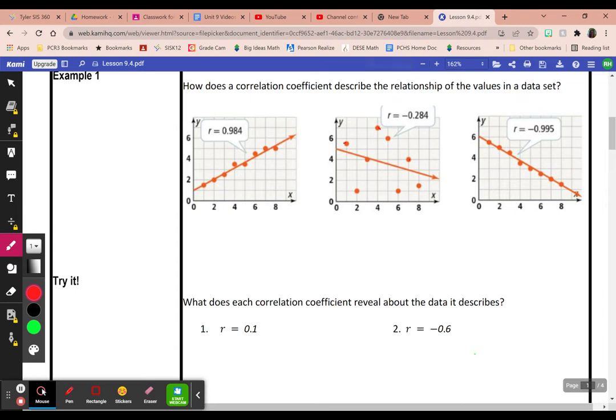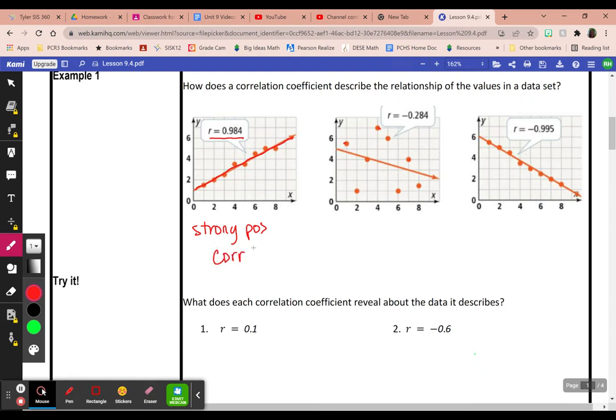So the relationship here, you can see r is 0.984, that's really close to +1. They're all going up together and they all kind of stay close to that line of best fit. So this would be a strong positive correlation.